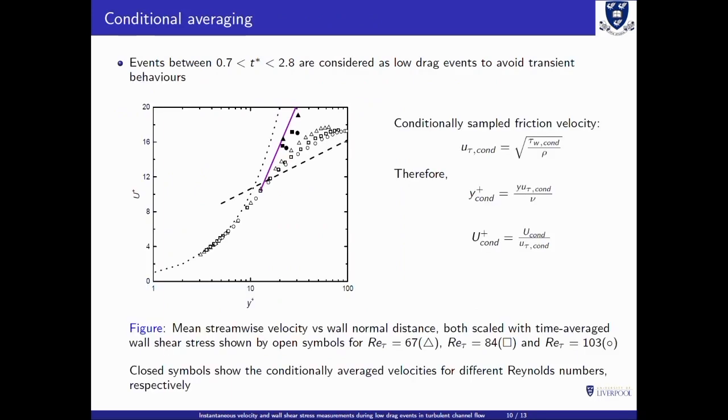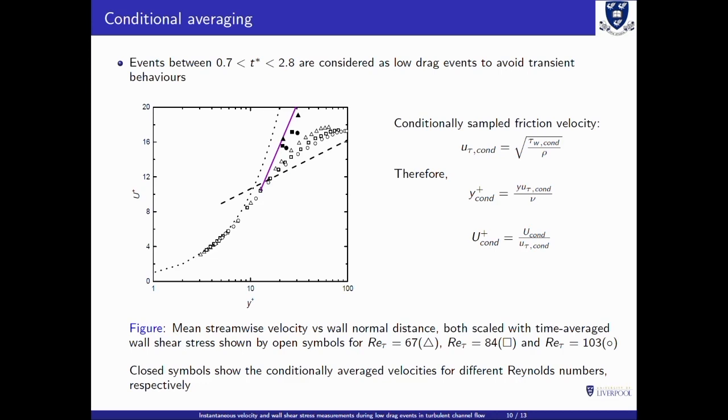As I told before, we do simultaneous measurement of wall shear stress and velocity. So what we do next is, when we get the moments of low drag events, we collect all those moments and recalculate our new u tau based on those low drag events, and then we renormalize our velocity and y plus. In this plot, the open symbol shows the long time average velocity profile, and the closed symbol shows the velocity profile during the moment of hibernation. So you can see that there is an increase in velocity u plus for all the moments of hibernation.